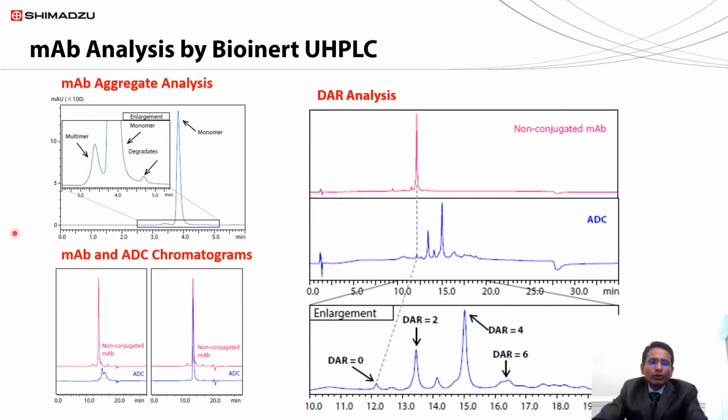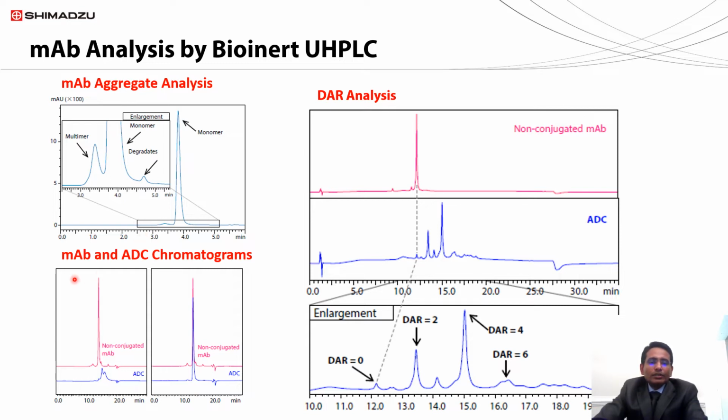I'm going to show you some of the analysis by bioinert UHPLC. First, mAb aggregate analysis. This is a very powerful tool for the analysis of mAb aggregates. The reason is, see, the peak is very sharp and nicely separated. So this is very useful to do the analysis for aggregates.